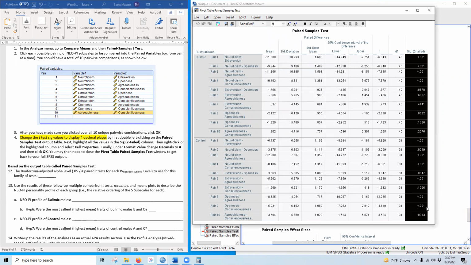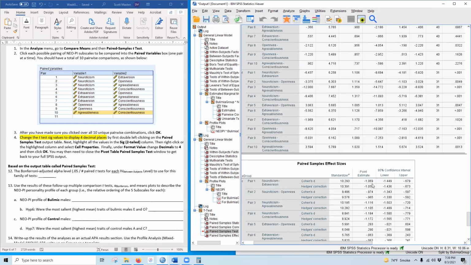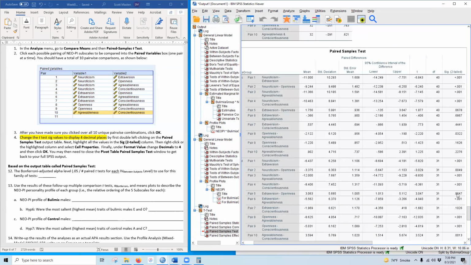I guess. Yeah, I guess. I don't know why it doesn't do these ones. I guess just because they're less than. Kill that. And we've got 4 decimals here now.